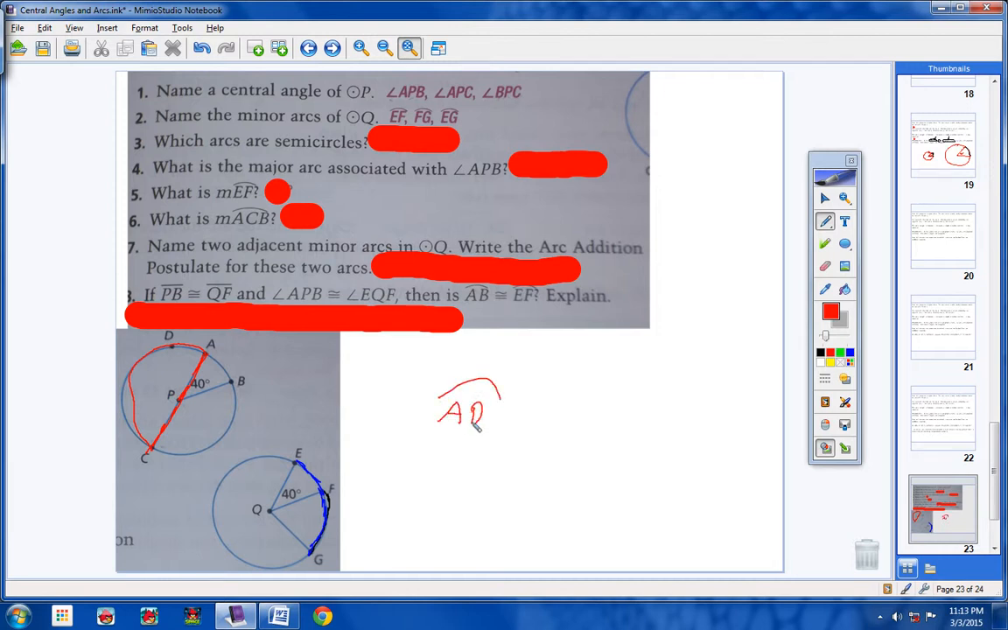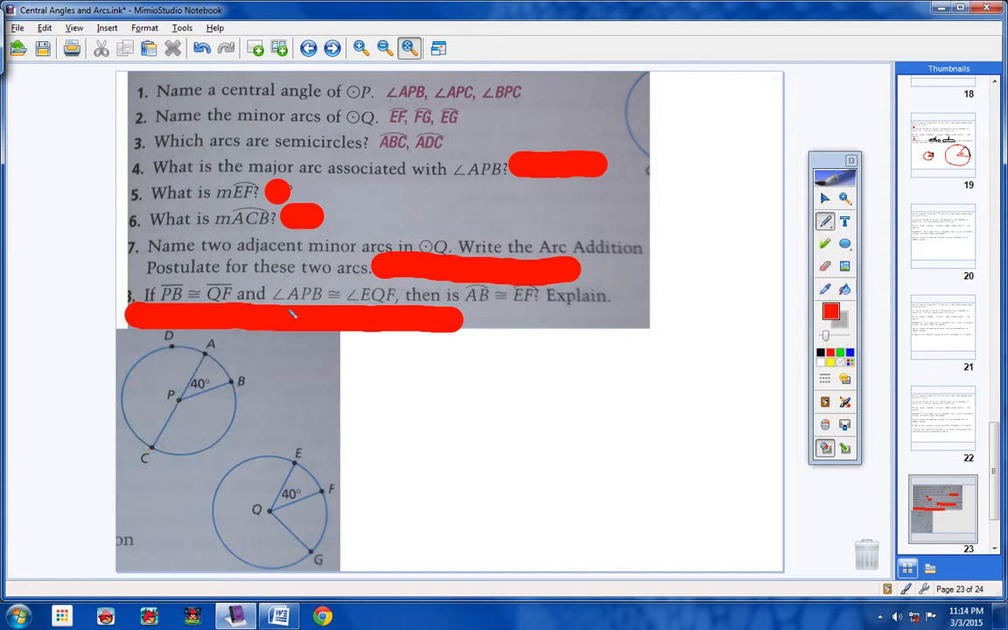Arc ADC. And by the way, if you put arc AC, I have no problem with that. Or you could say arc ABC. Both of those are semicircles. Okay, let's take a look here, make sure we got those right. And there they are. Okay, let's continue on now and take a look at number 4.